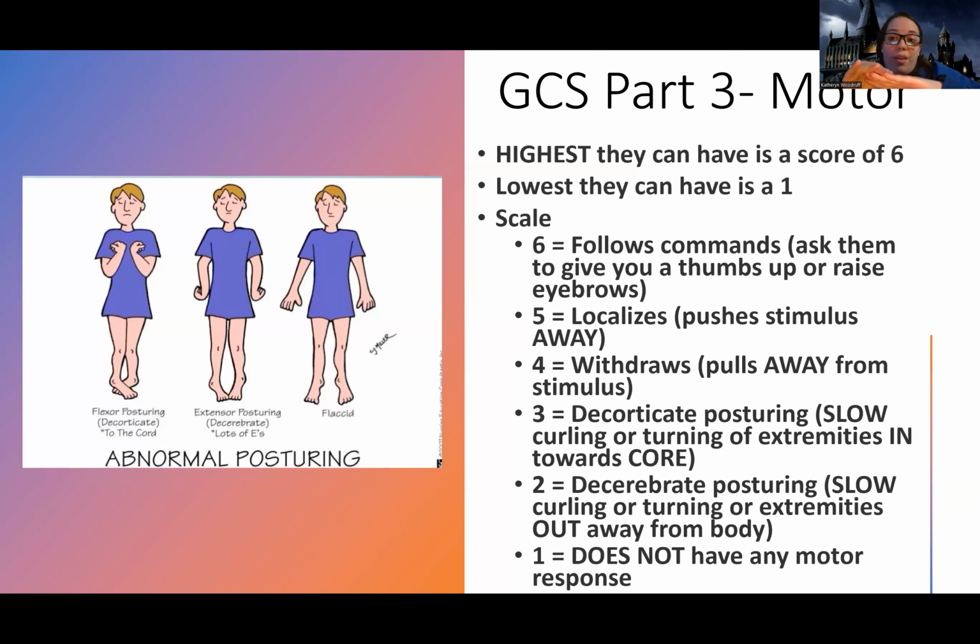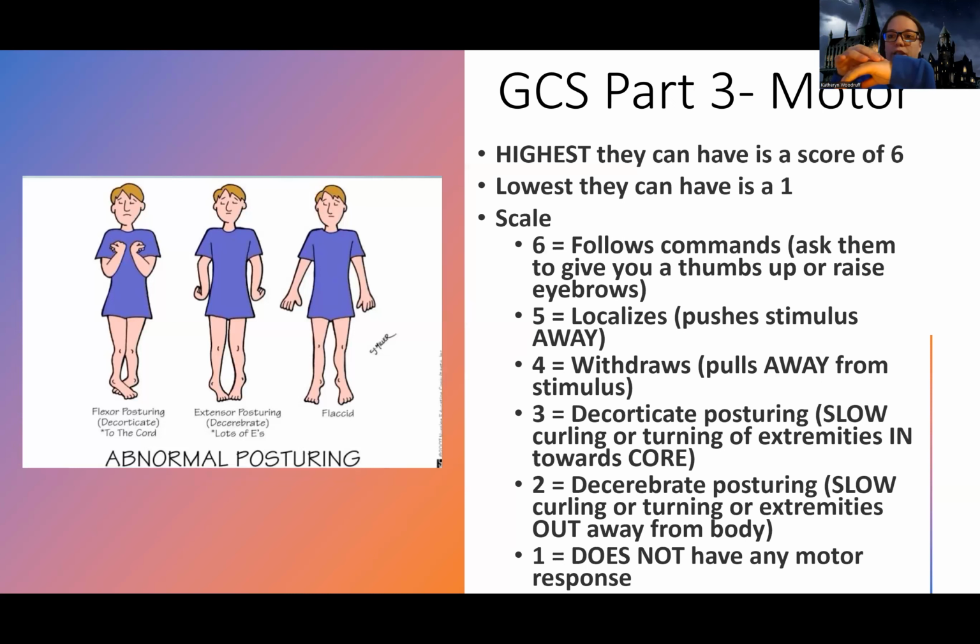If they don't respond to that, then on their extremities I do maybe a pinch. I'll pinch their skin. Localizing would be them pushing away my hand, like if I start pinching and they push away my hand. That shows they have higher brain function, because their brain is saying, I don't like the stimulus, get it away. That's a 5.